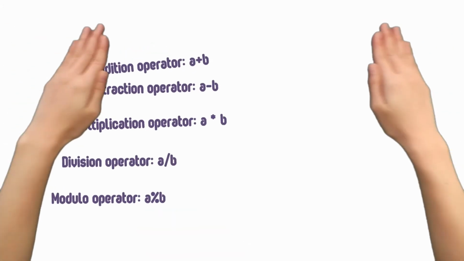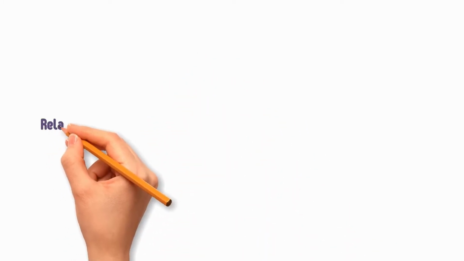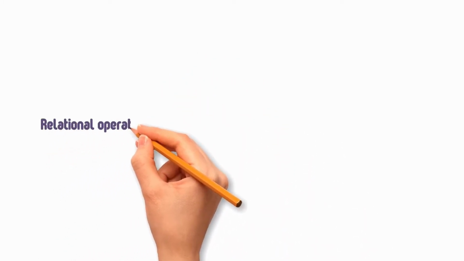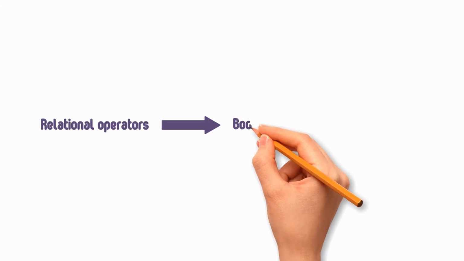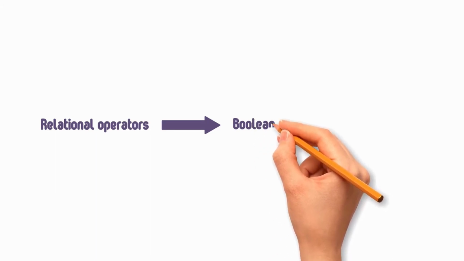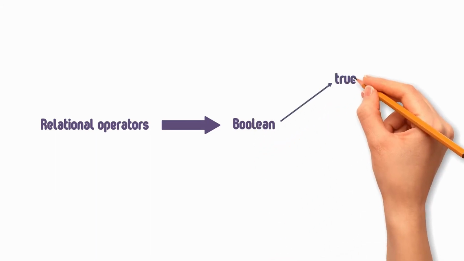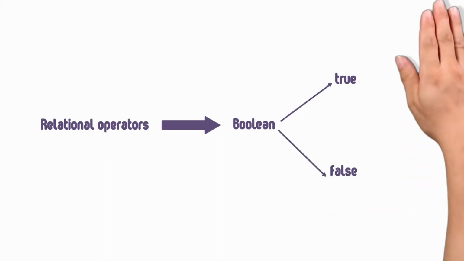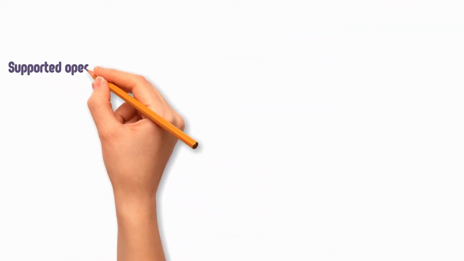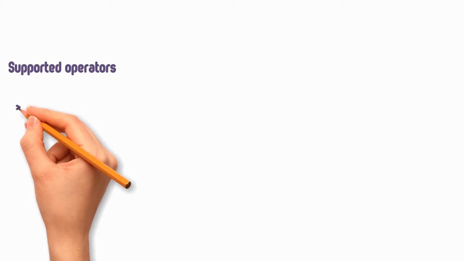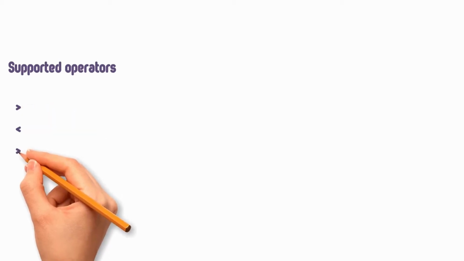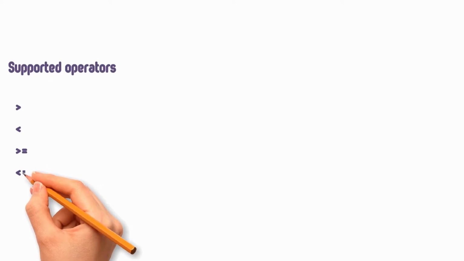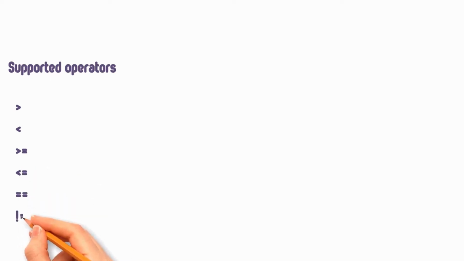The relational operators, basically comparison operators, are used to compare two values and return a Boolean value, whether true or false. So the supported operators are greater than, less than, greater than or equal to, less than or equal to, is equal to, not equal to.